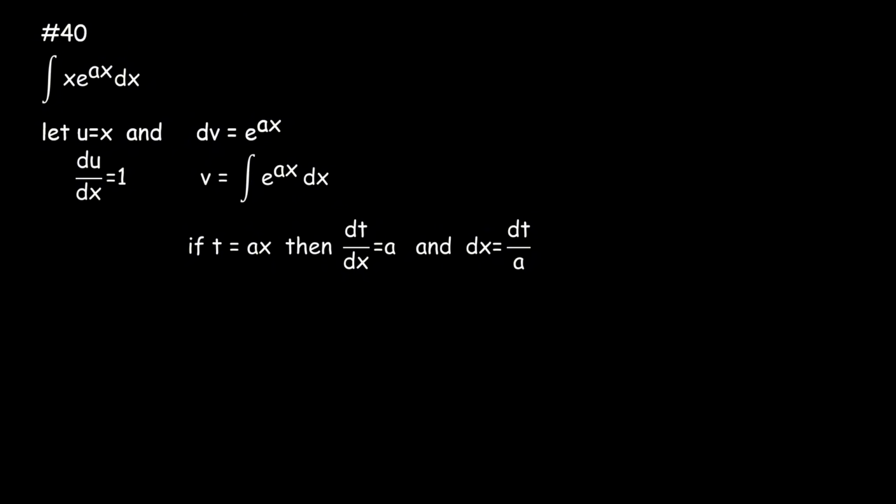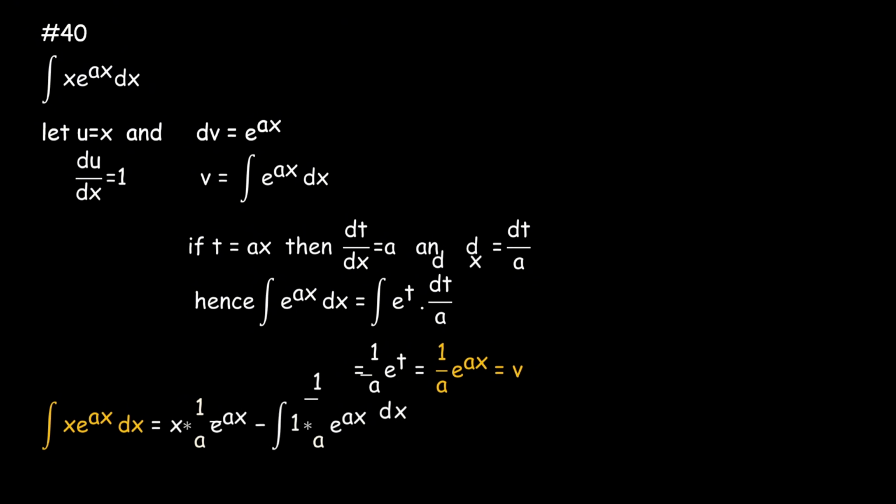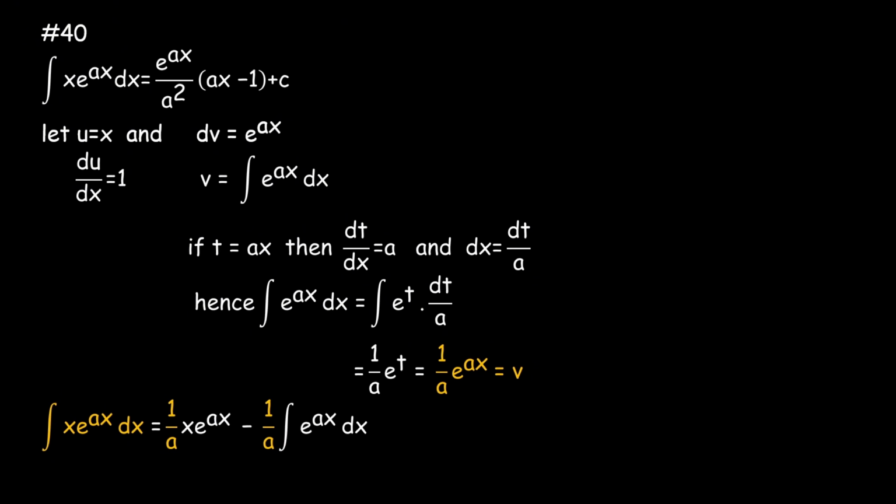Obviously, we use a change of variables, and we will get the integral of e to the power t dt over a, and finally 1 over a e to the power ax as v, right? Now we're going to substitute into the formula, and we should get our answer: x times 1 over a e to the power ax minus the integral of 1 over a e to the power ax dx.